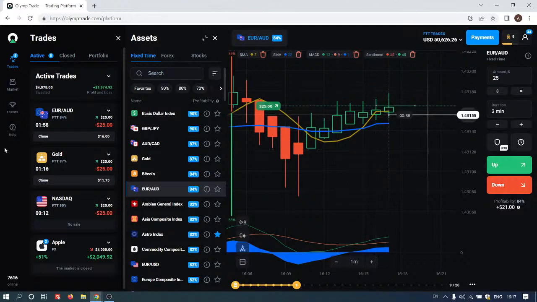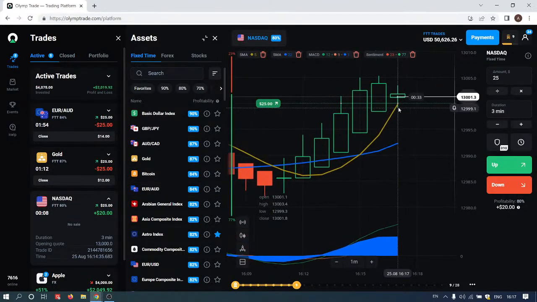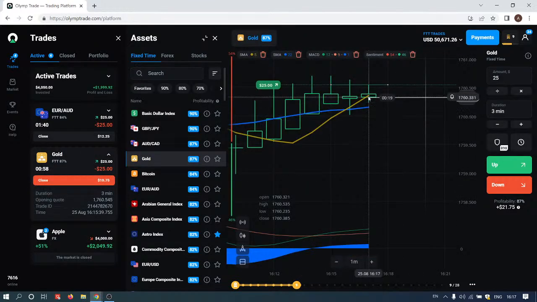All right. Wow. On the last second, why is it like that? All right, I do hope that this trade will close with a profit. 5 seconds to go on Nasdaq. All right, so this trade closes with a profit. Nice. What's the story on gold?